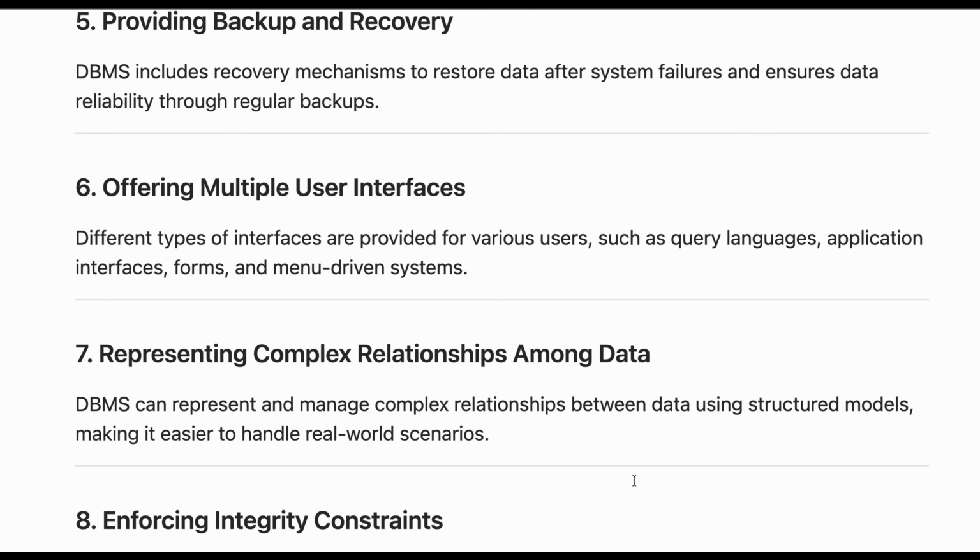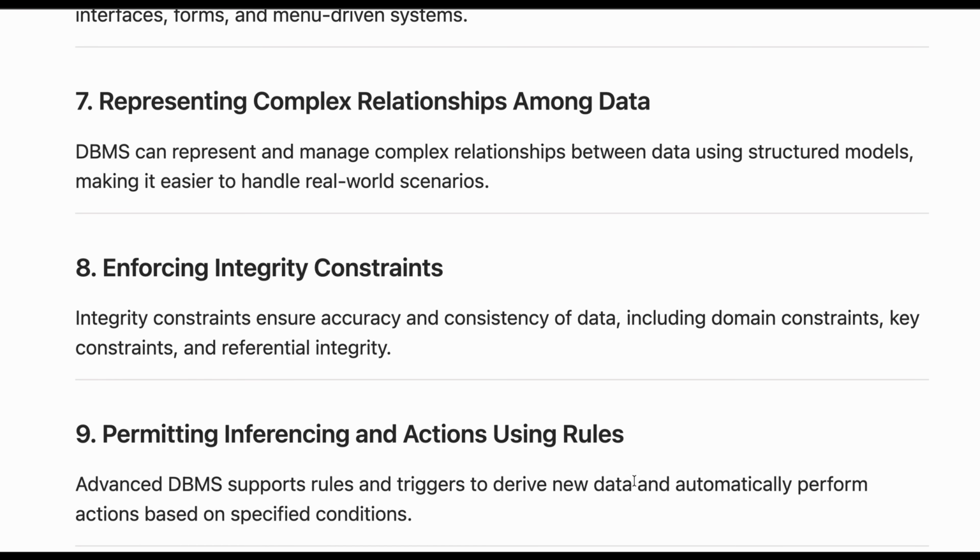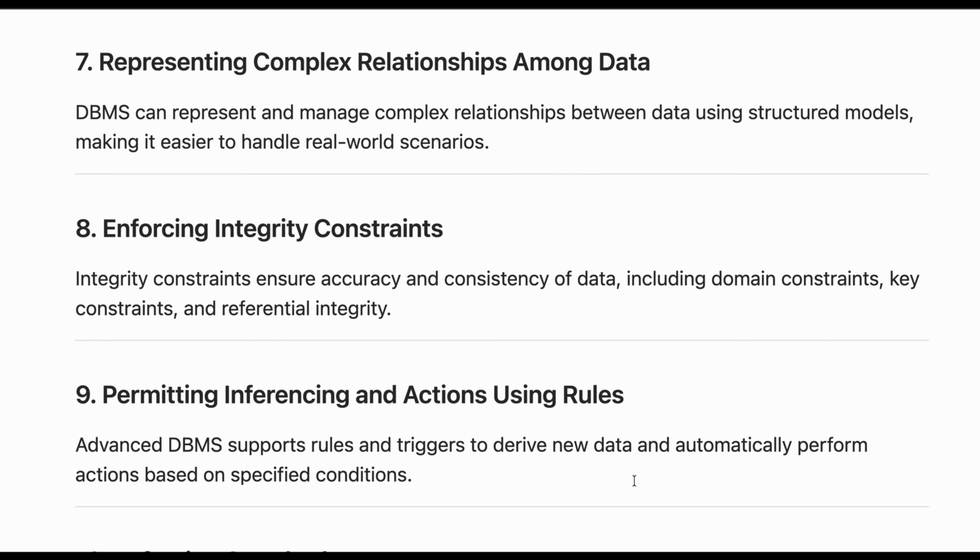Now next one is representing complex relationships among data. DBMS can manage and represent complex relationships between data, which helps in modeling real-world situations effectively. Our next one is enforcing integrity constraints. It ensures accuracy and consistency of data using rules like primary key, foreign key, and domain constraints. Now next one is permitting inference and action using rules. In this, advanced DBMS support triggers and rules to automatically perform actions based on certain conditions.